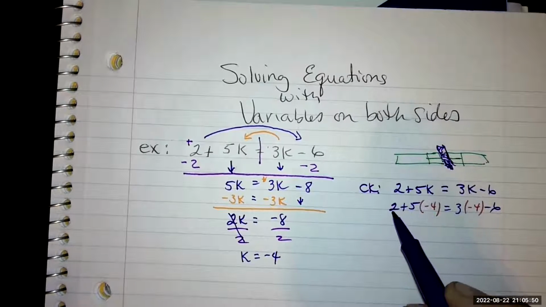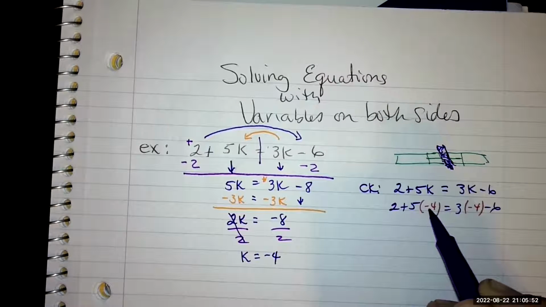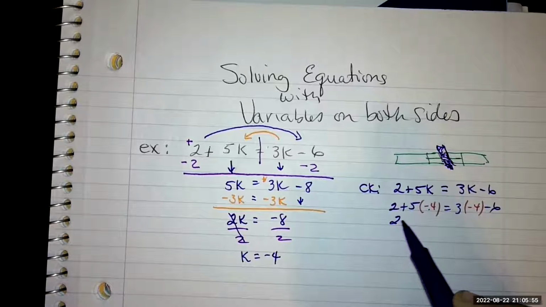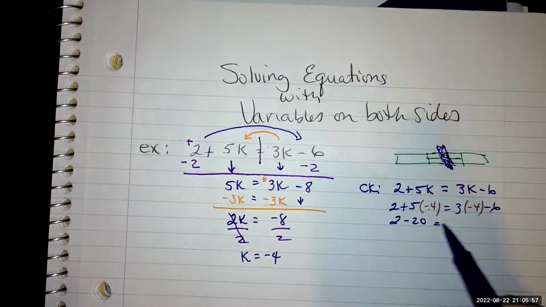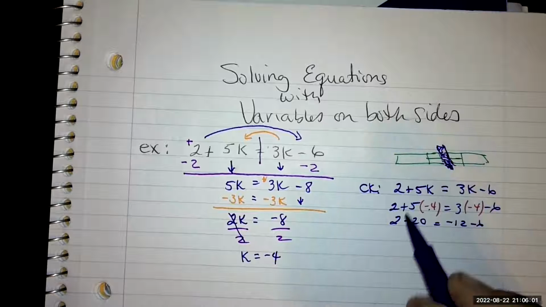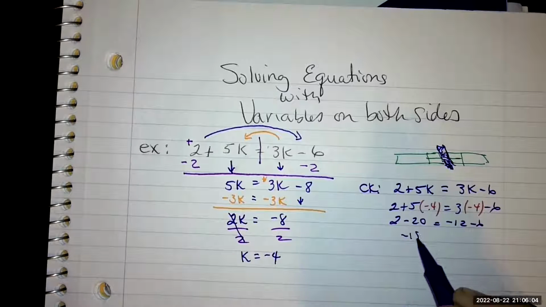All right, so here we go. And then you do PEMDAS. So 5 times -4 is -20. So it's like 2 minus 20. And on this side, you have to multiply this. So it's -12 minus 6. And you can see both sides equal -18.